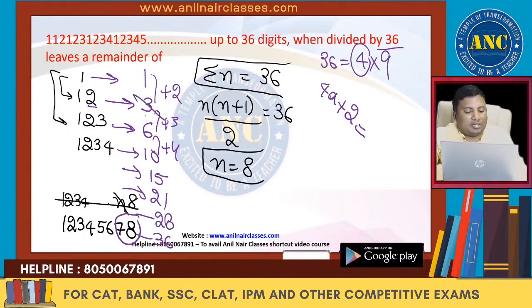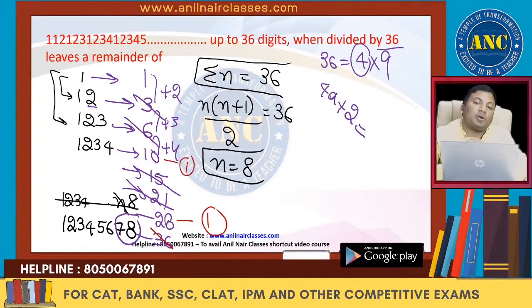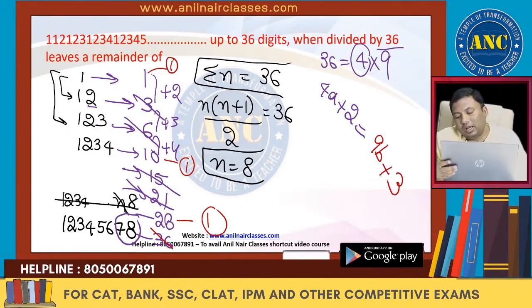3 plus 6 is 9, out. 15 plus 21 is 36, out. Here also 36 is out. 2 plus 8 is 10, and 1 plus 0 is 1. Here also it is 1. So 1 plus 1 plus 1, the remainder is 3. So 4a plus 2 is equivalent to 9b plus 3. 4a is equivalent to 9b plus 1. 4a is equivalent to 8b plus b plus 1.